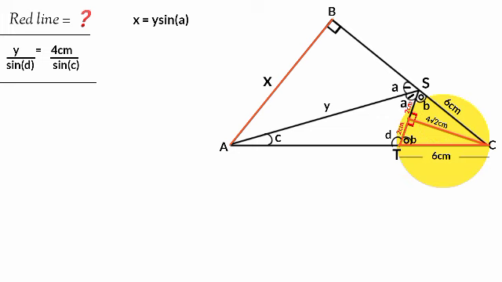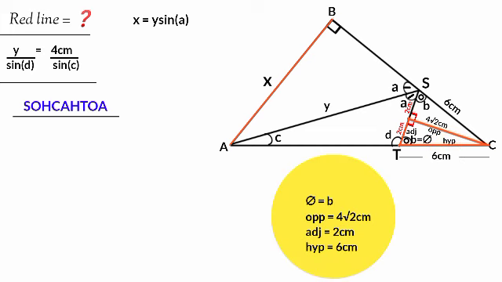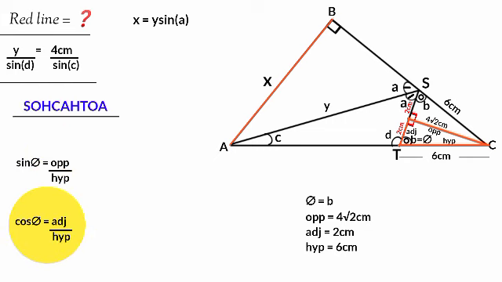Now still on this triangle, we can use the SOHCAHTOA. Taking this as theta, this is opposite, this is the adjacent, and this is the hypotenuse. So therefore, theta equal to B, opposite equal to 4 root 2 centimeters, adjacent equal to 2 centimeters, and hypotenuse equal to 6 centimeters. Now from here, SOH means sin theta equal to opposite over hypotenuse, and CAH means cos theta equal to adjacent over hypotenuse.